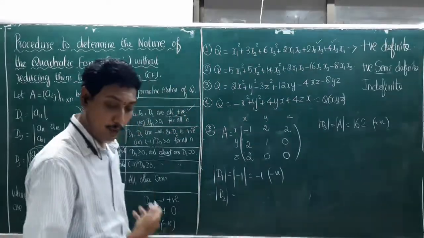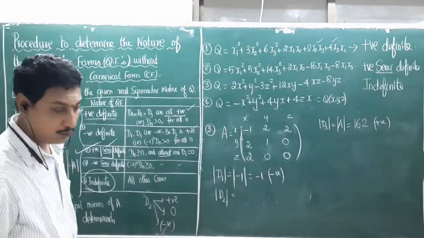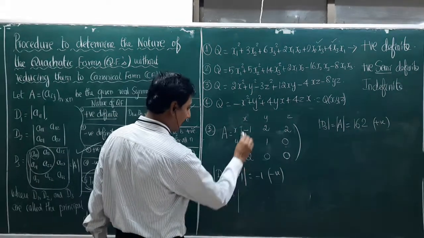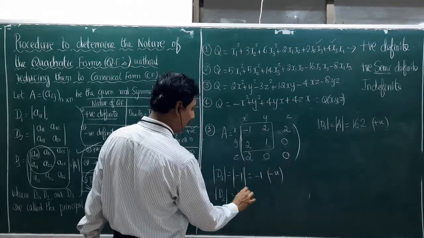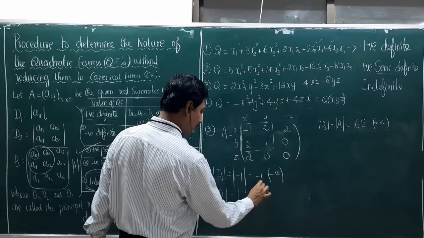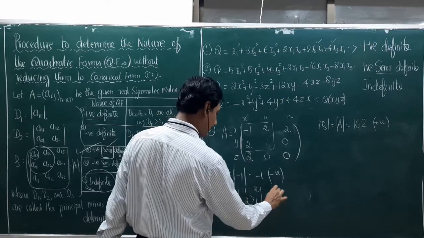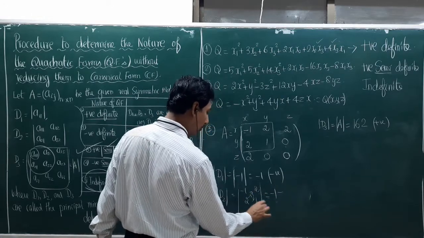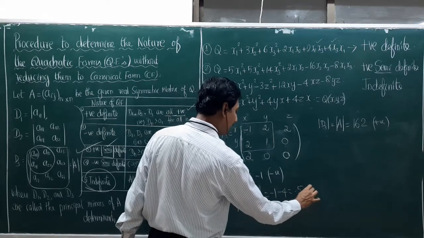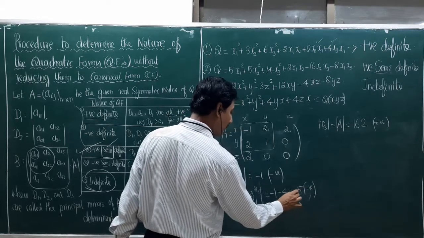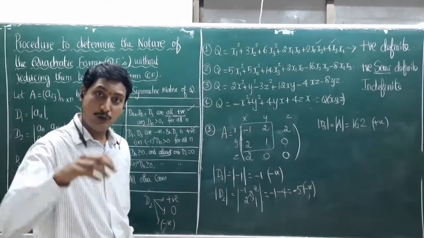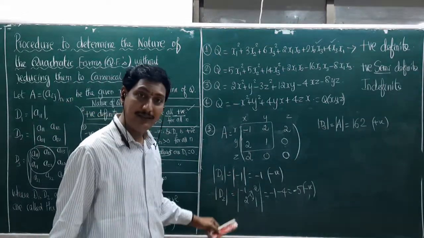Let's say d2. What's d2? Find out the d2 value. The d2 value is nothing but the determinant of the 2 by 2 matrix. So it is minus 1, 2, 2, 1. So what's the answer? Minus 1 into 1 is minus 1, minus 2 into 2, minus 4, so minus 5. So this is also negative. So you may think, is it possible that d3 is negative?